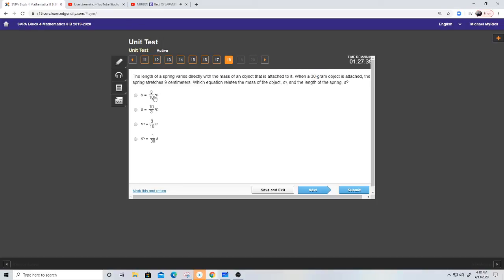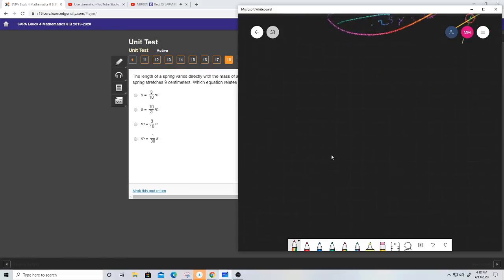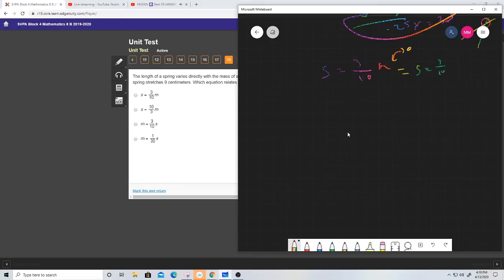So if we put 30 in for M in any of these equations, which one is it equal? I don't think we're going to be running into these two down here. But if we look at the first one, S equals 3/10 M, and let's just put 30 in there. This becomes S equals 3/10 times 30, and then S equals, what's 30 times 3 is 90 divided by 10. What's 90 divided by 10? S equals 9.